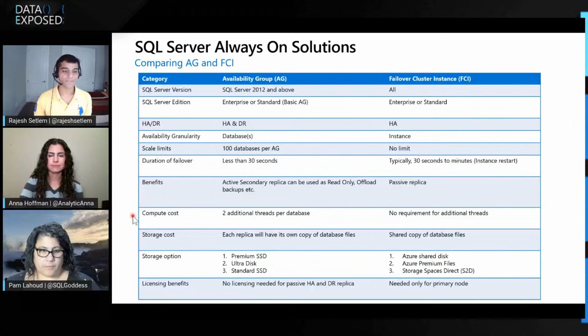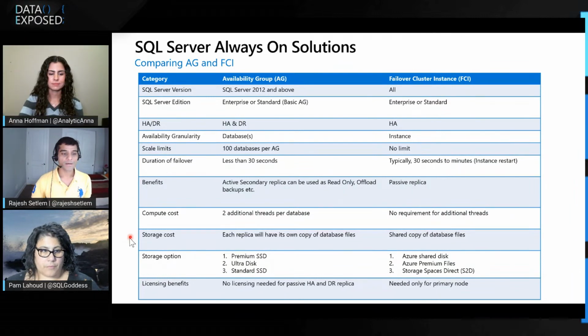But in case the system is too busy and you put in too many databases, you might have to carefully think through what the compute cost is. In terms of storage, this is where AG and FCI differ. For each AG replica, you will have its own local copy of all the database files, whereas in FCI, it's a shared storage. You have a bunch of nodes, and all of them are talking to the same shared storage. And for storage options, we have all the storage options that are out there.